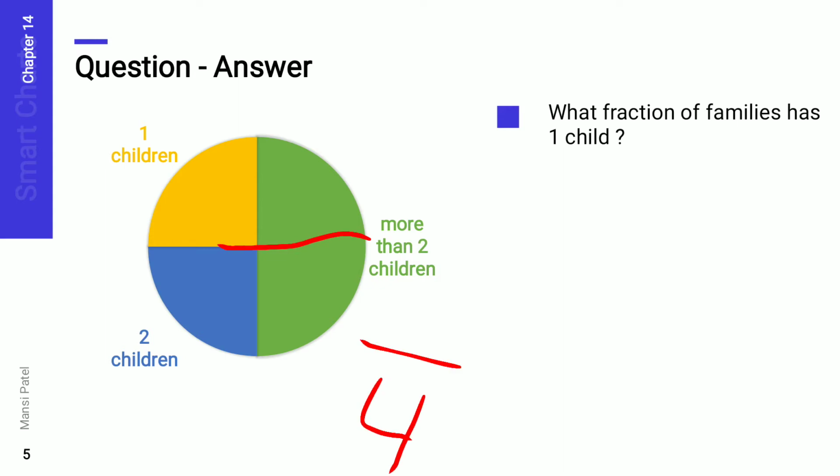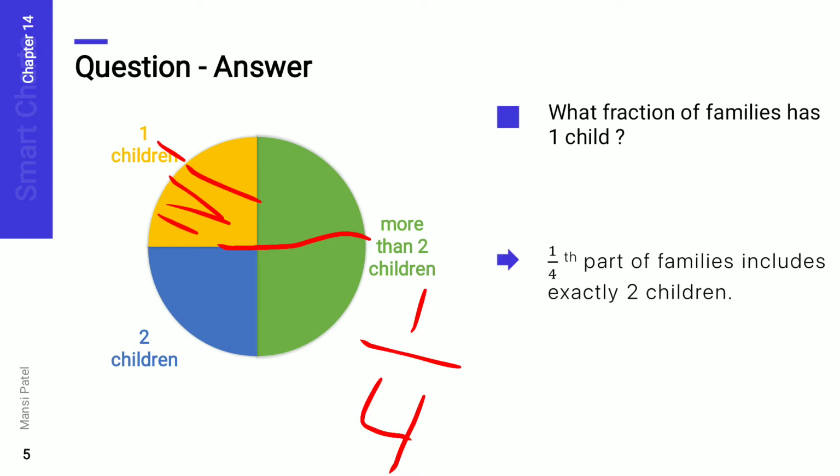Out of these four total parts, how many parts are included in this circle? It shows only one child, so there is only this one part. So the answer is again 1/4 part of the families includes exactly, here instead of these two you have to write down one child.